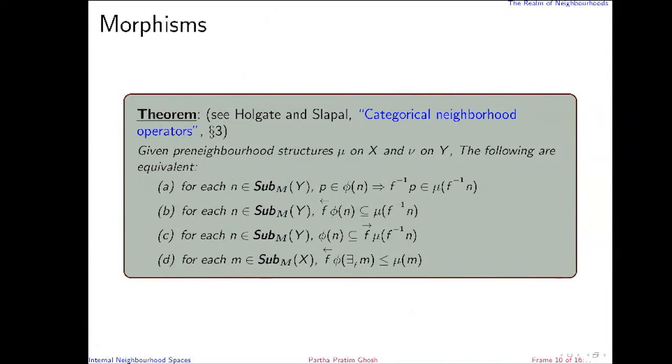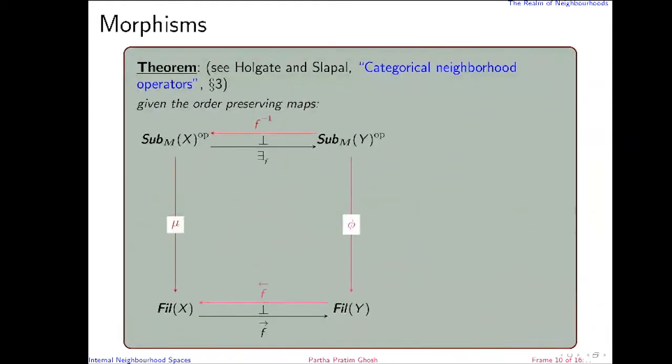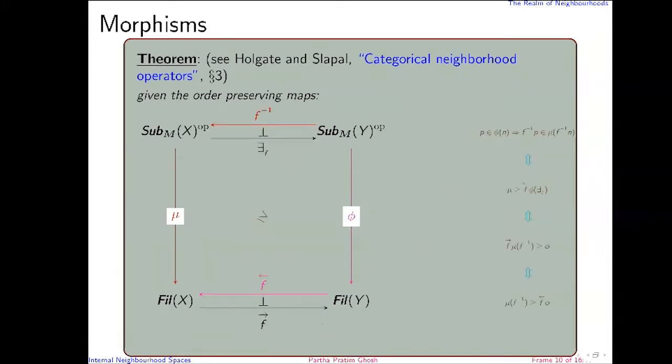Suppose we have this; in fact, we know that there are several equivalent conditions, and a very short diagrammatic way of it is this. So what is happening? Suppose we have this map from X to Y, which induces the adjunctions on the top row as well as the adjunctions on the bottom row between the filters. Now, our pre-neighborhoods were just order-preserving vertical maps as shown, mu and phi.